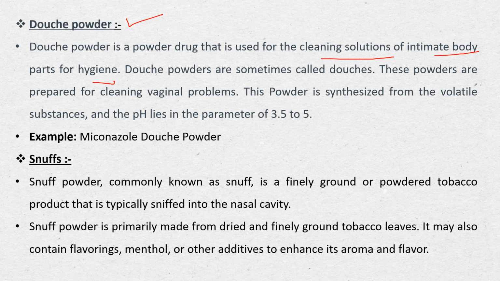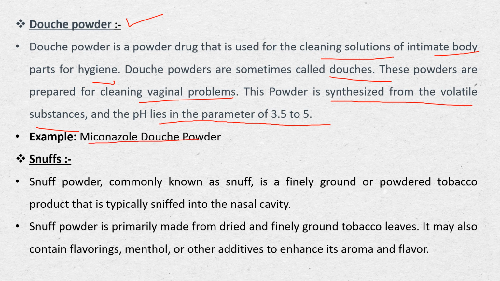Douche powders are sometimes called douches. These are powders which are prepared for cleaning vaginal problems. These powders are synthesized from volatile substances and the pH lies in the range of 3.5 to 5. So what are volatile substances? These are substances or compounds that readily vaporize at low temperature. Due to their low boiling point, these substances can easily change from a liquid or solid state to a gas. We can see an example here, miconazole douche powder.